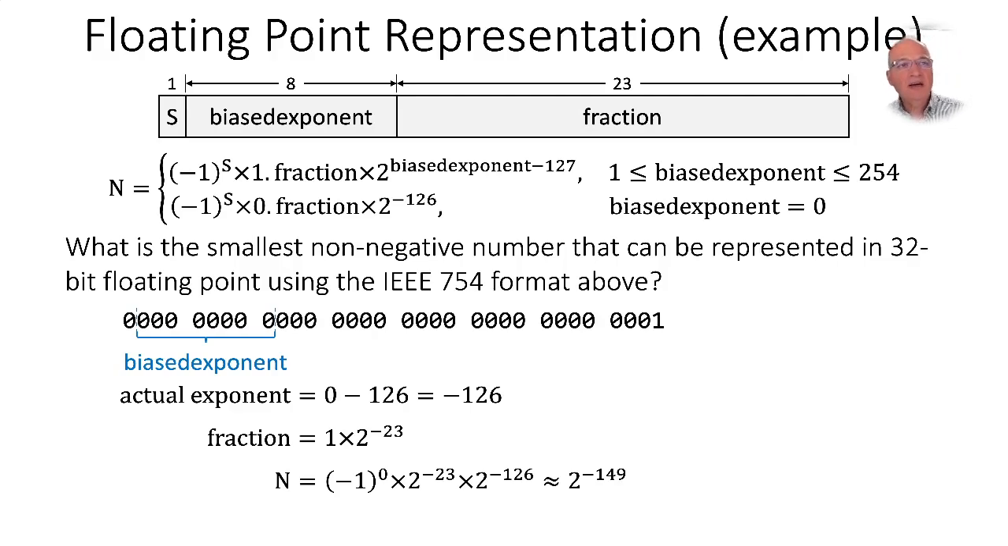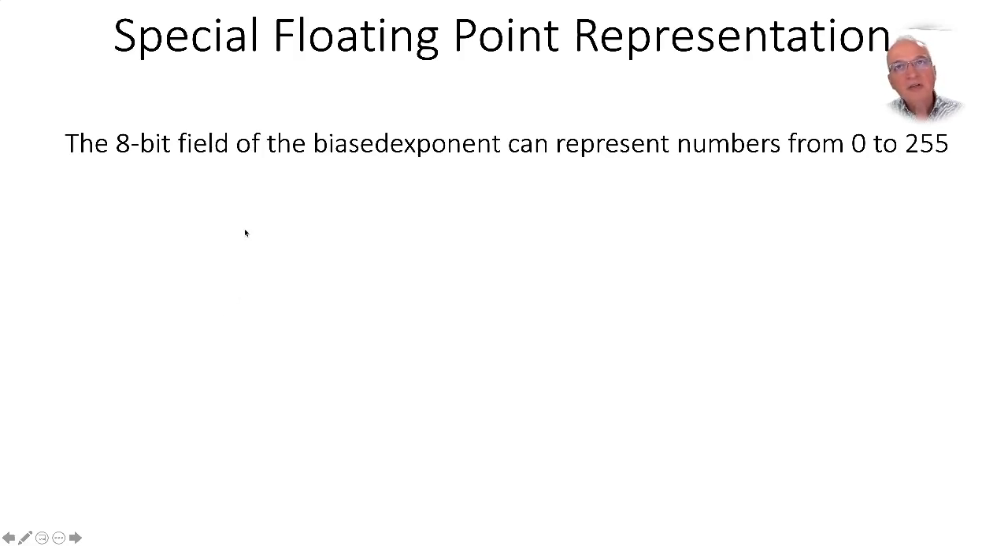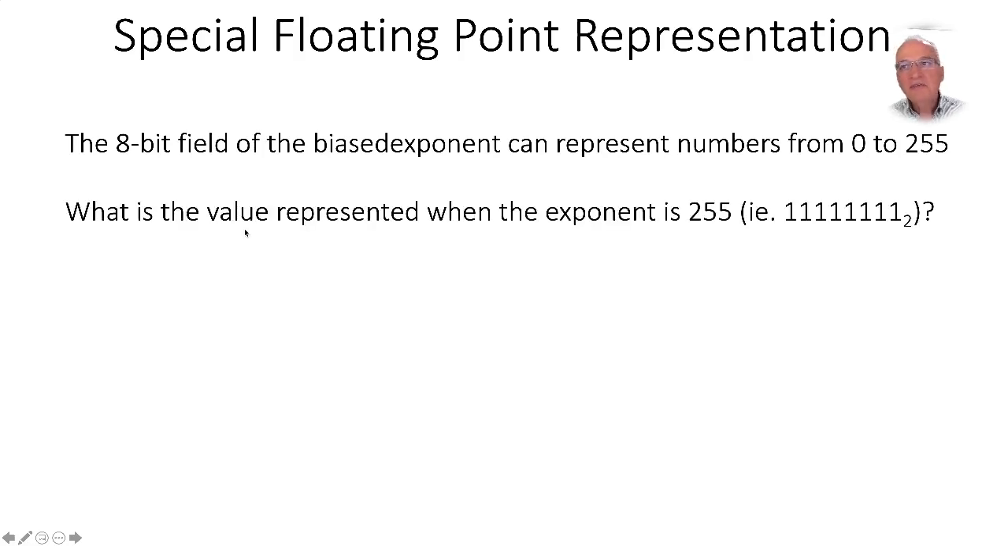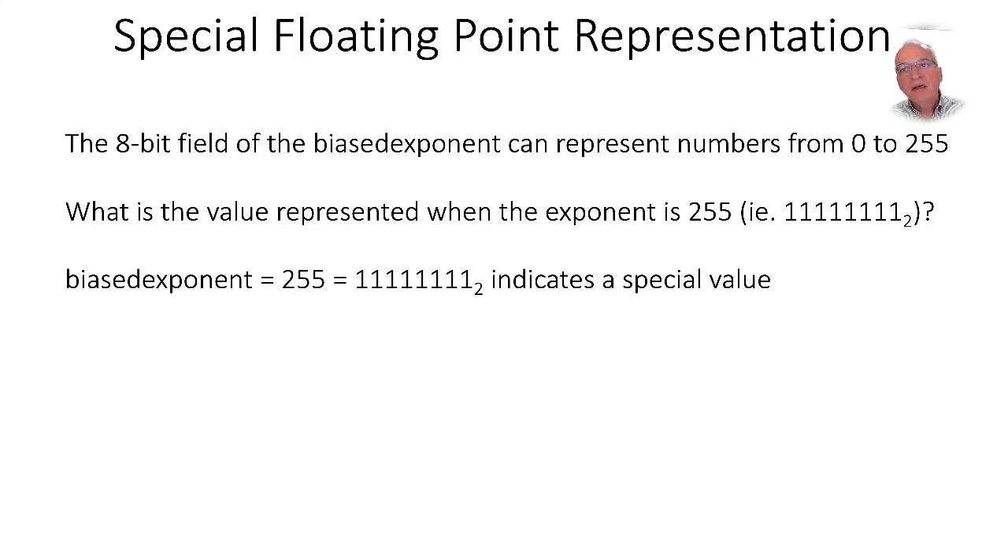So far we have talked about all the possibilities for this format, but we always have kept our biased exponent smaller than 254. But we can represent the number 255 with the 8 bits that I have here. So what happens? I could represent numbers from 0 to 255 in that 8-bit field. So what's the value represented when the exponent is 255, when the exponent is all ones? In that case, the exponent all ones indicates that I have a special value.